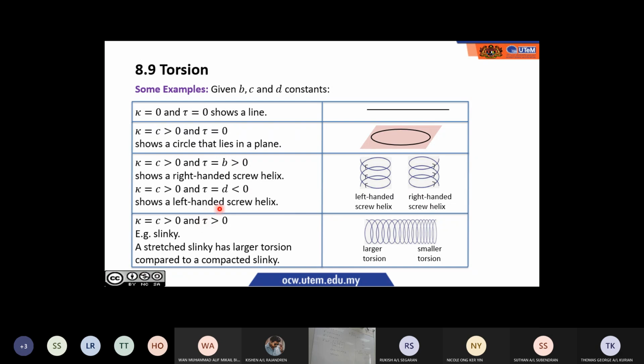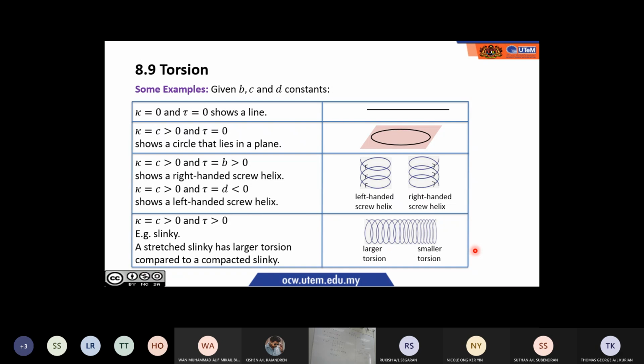So when torsion is no longer a constant, you see the distance between two circles is smaller here, and in this one the distance between the two is larger, because the rotation is different. So here you have a larger torsion, and here you have a smaller torsion.